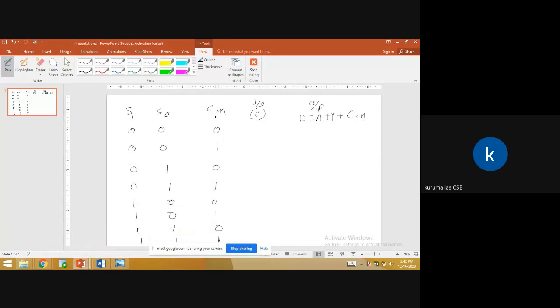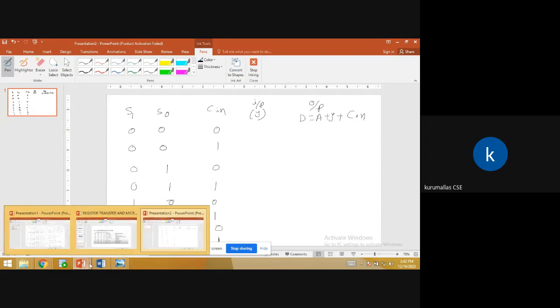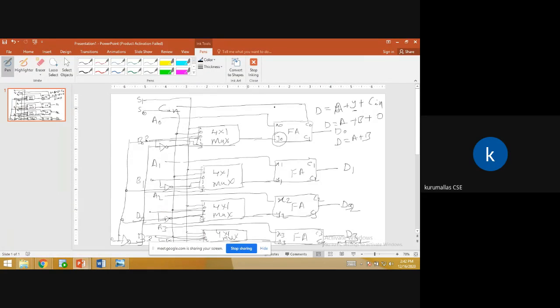What is C in? 0. Already C in directly we have given. No problem, direct C in is 0. Selection lines are 0 0. If you give 0 0, how to receive the data? B is not selected. If you give 0 here, input 0 is selected, so the 0 is sent to the information. Y naught is taking the information from B, so Y equal to B.